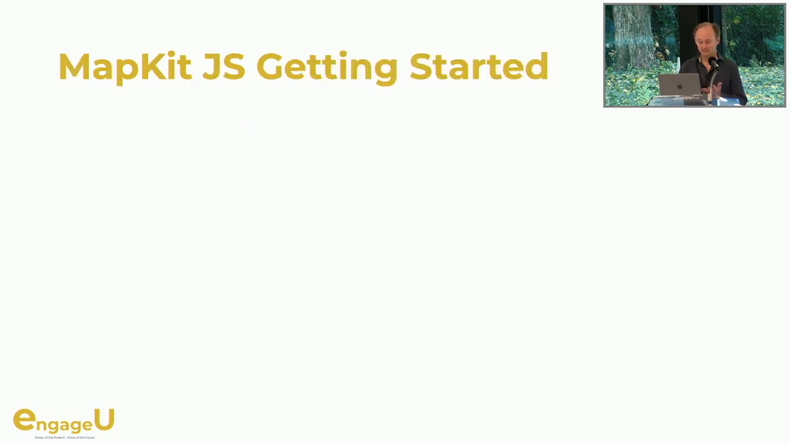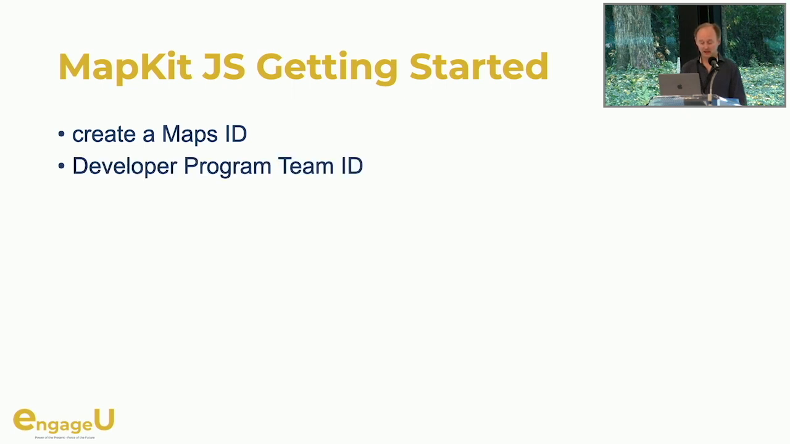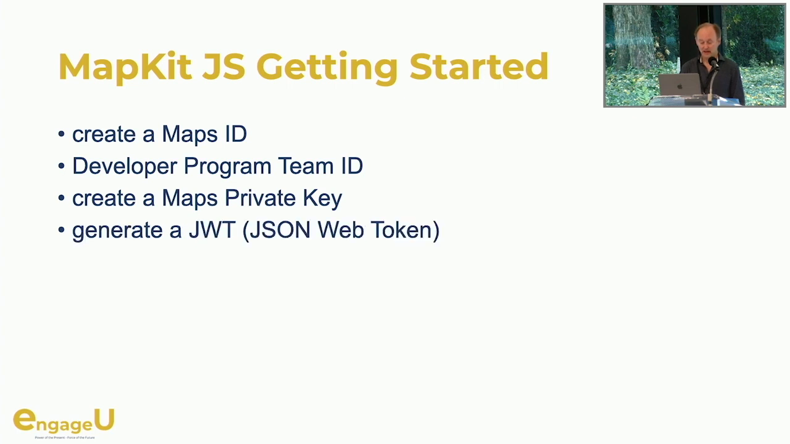So, getting started. You need to be a member of the Apple Developer Program, as I mentioned, and inside that you create what they call a Maps ID. You use your Developer Program Team ID, and then you create a Maps private key, and that's very similar to creating a certificate signing request for a FileMaker SSL certificate. And then you generate a JWT, so lots of jargon and tokens here.